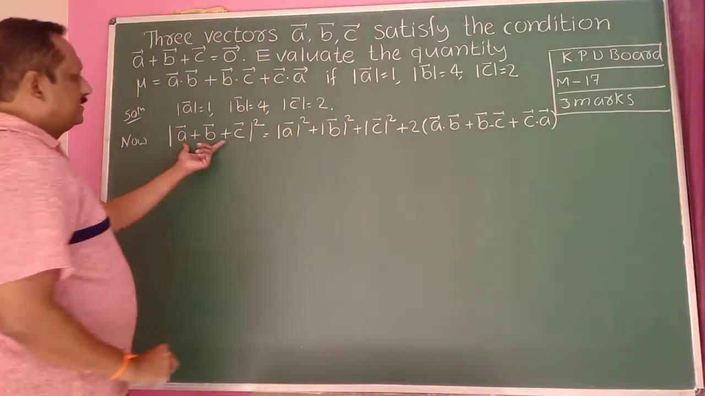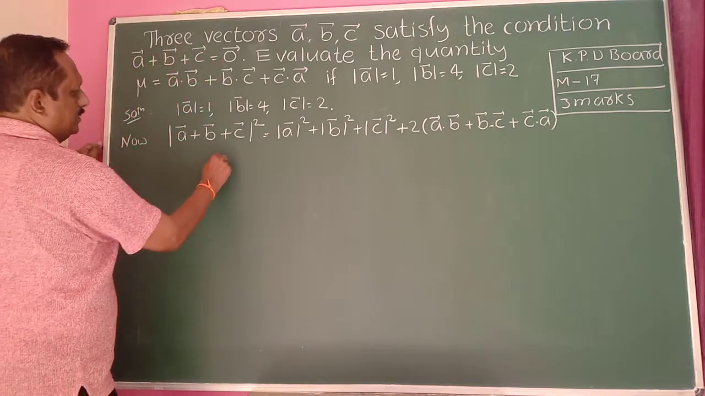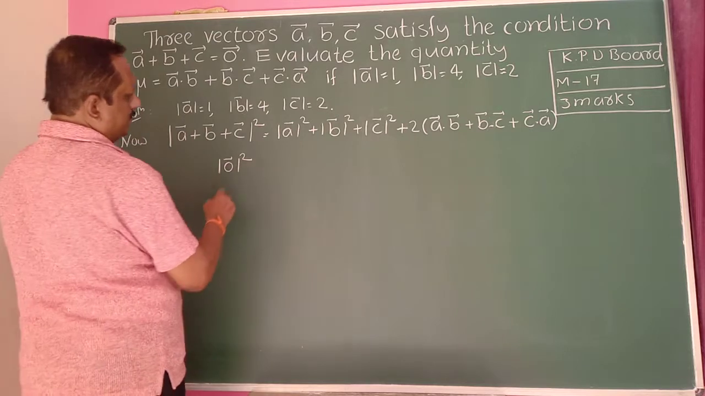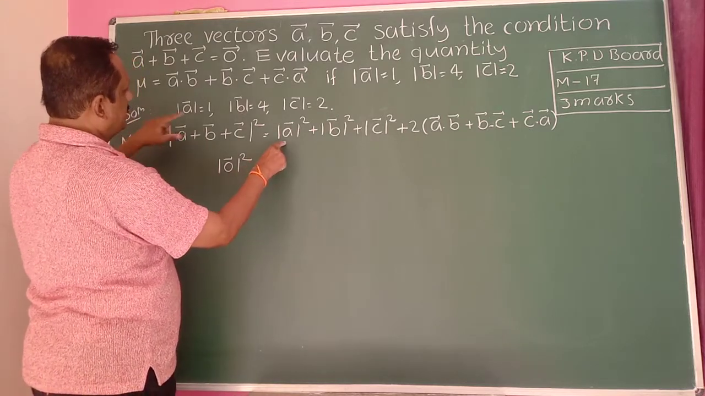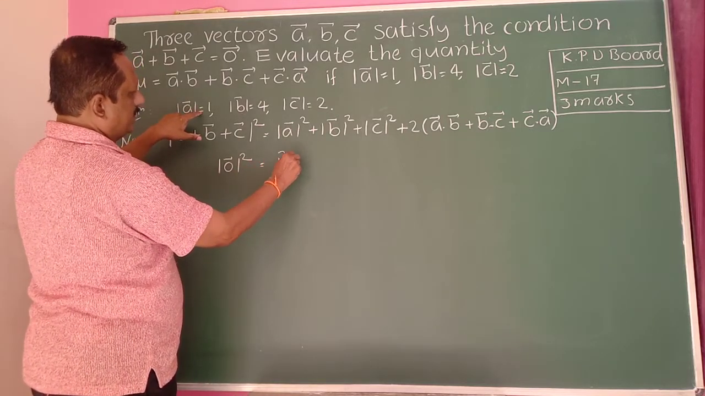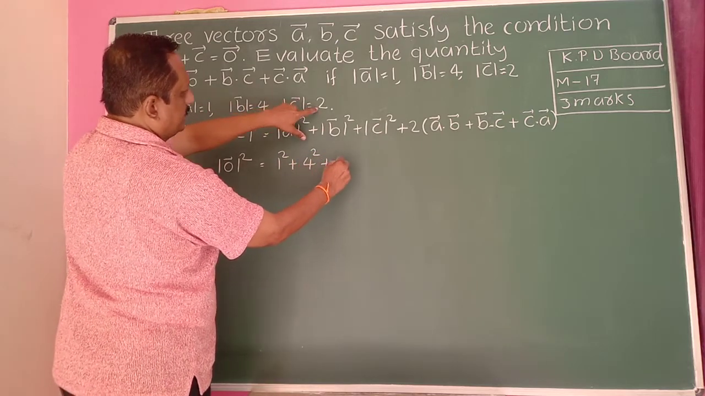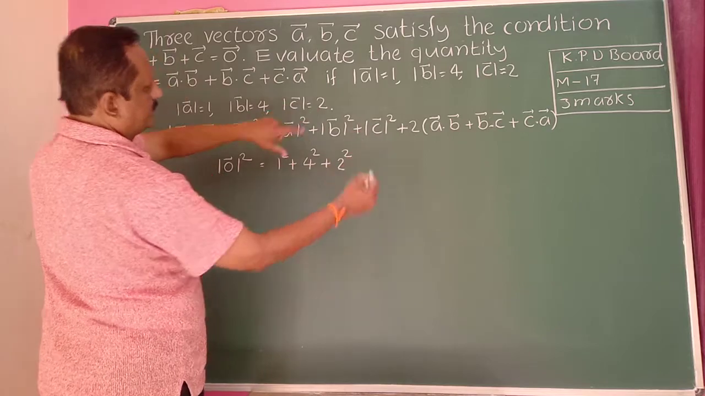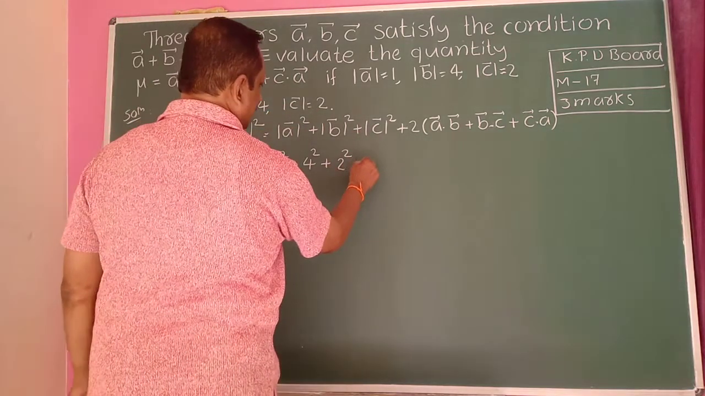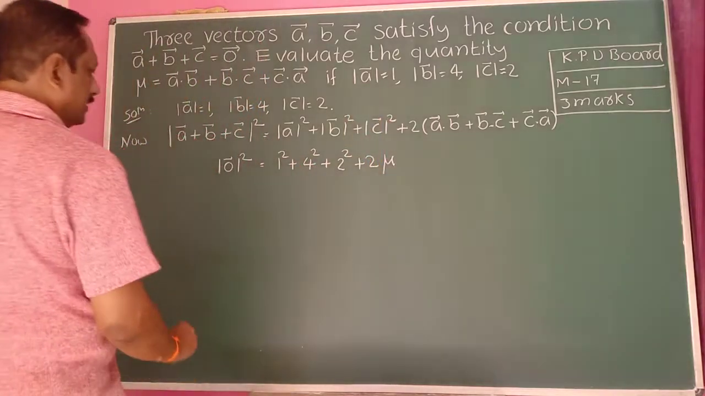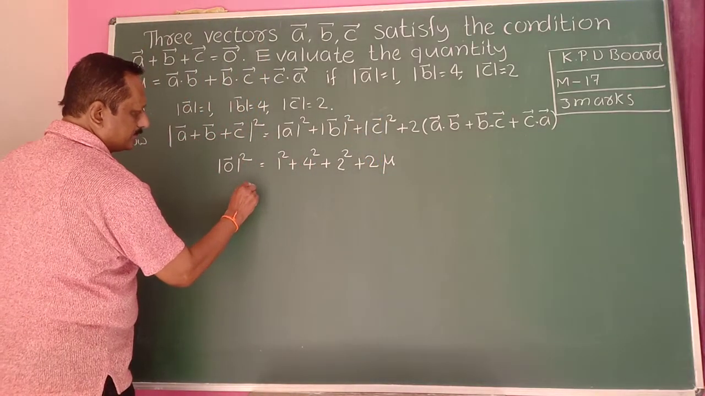And they are given this equal to 0. So therefore, modulus of the vector 0 is equal to modulus of A bar is 1 here, so 1 square. Modulus of B bar is 4, 4 square. Modulus of C is 2, 2 square. And plus 2 into mu, 2 into mu. So this becomes 0.